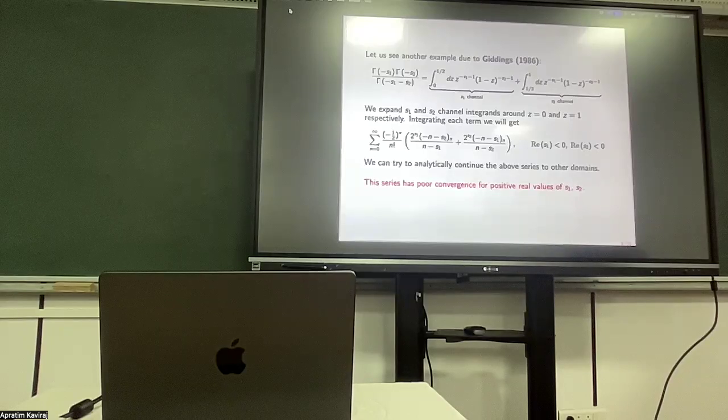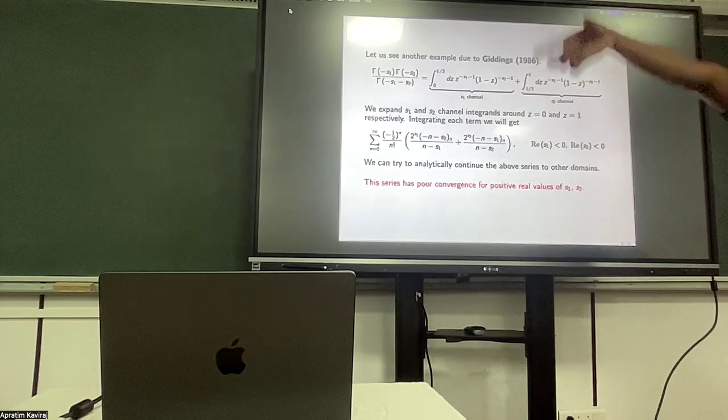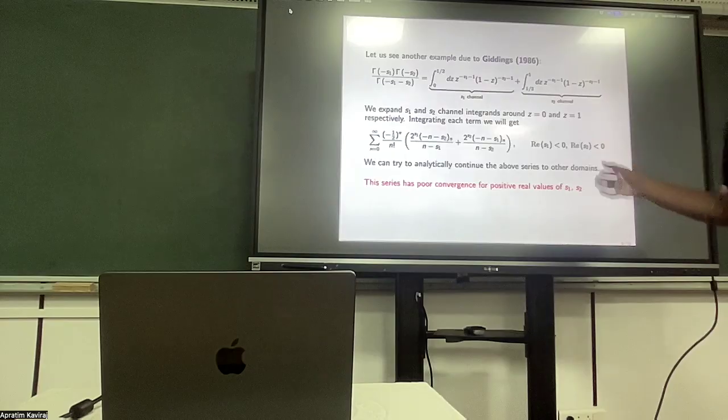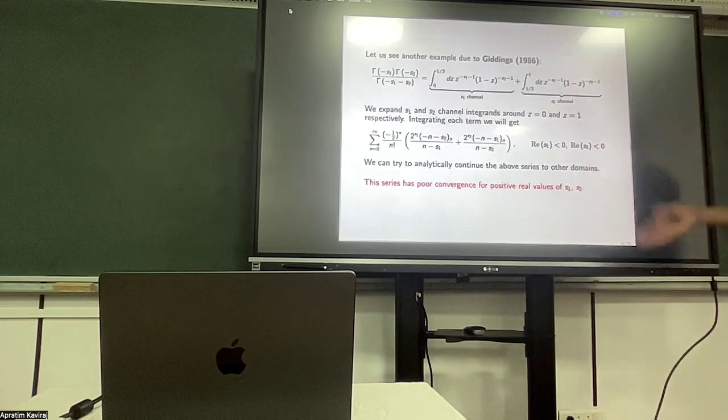But then you would miss out the poles, the physical kinematics, because poles are at positive integer values. So as soon as you try to do analytic continuation, these representations become very badly convergent. That is a problem. So this also suffers from the same problem.